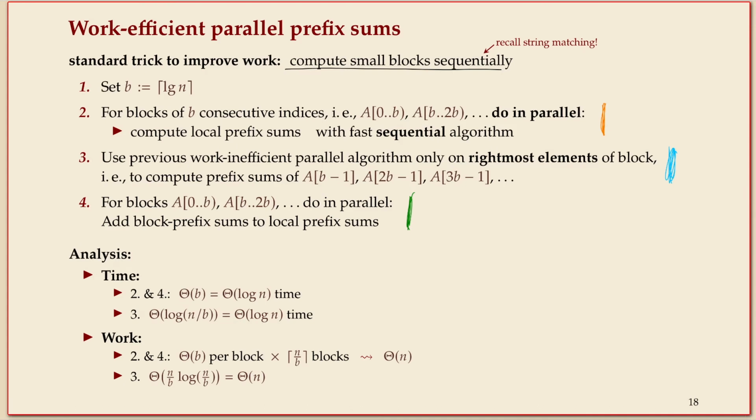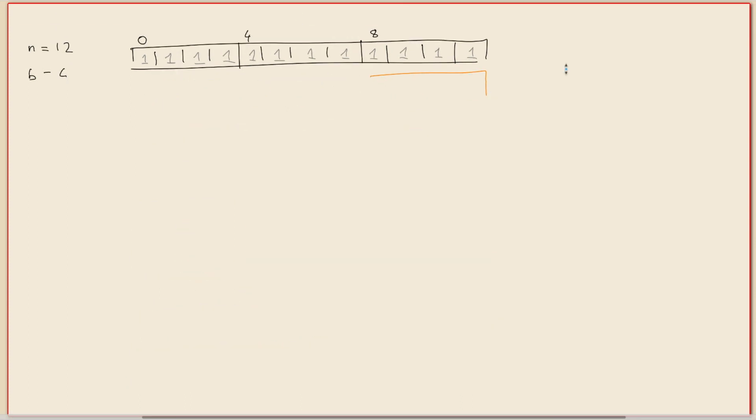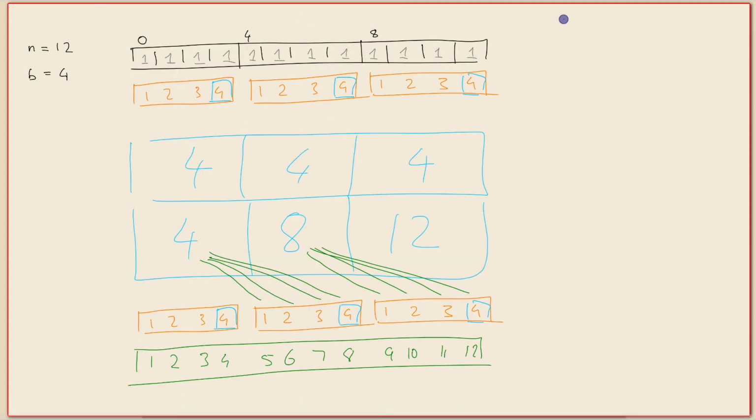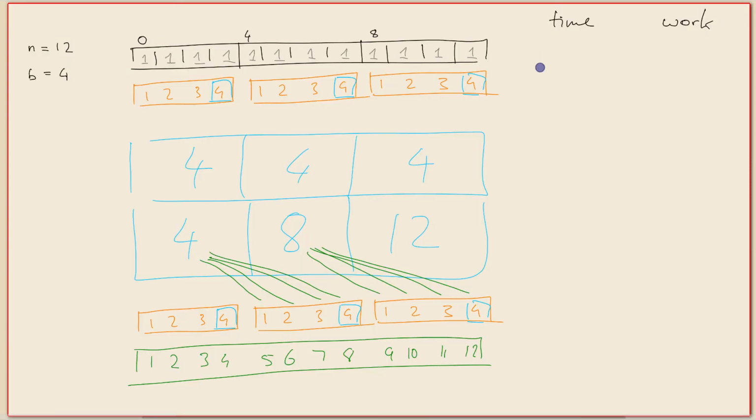Now let's see what the time and span for this and work for this is. So let me put time here and work there. Then I can keep using my colors for the different phases. How much time do I need inside each block with a sequential algorithm? Well, how long is a block? It's b long. So for the orange part, I need theta b time, which is log n.